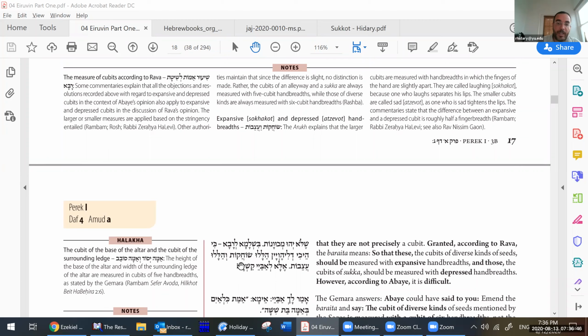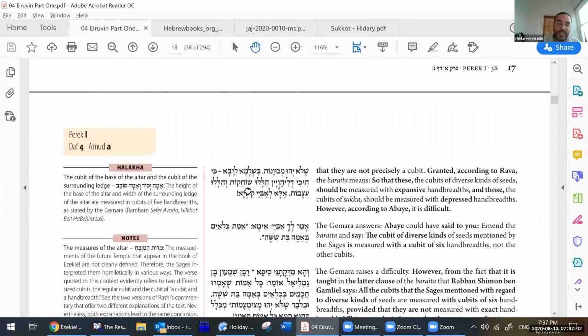That's exactly what it said. Sometimes a little bit smaller, looser, and tighter. Or for Abaye, this means sometimes it's 5 and sometimes 6 tefachim big. This baraita does not fit. So how is he going to answer that?